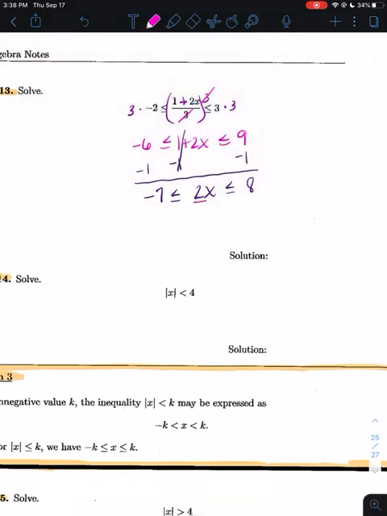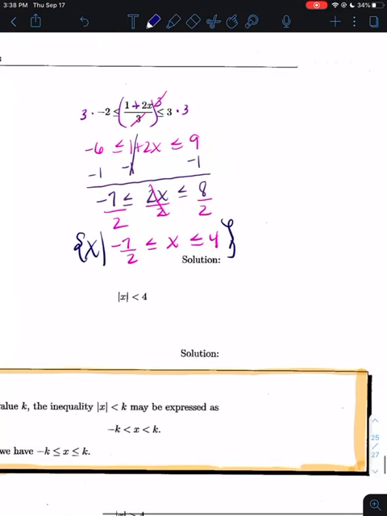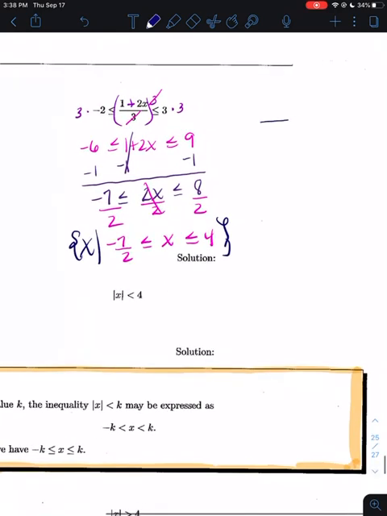To get x by itself, now I need to divide everything by 2. All 3 places. So I get negative 7 over 2, less than or equal to x, less than or equal to 4. Again, this is your set builder notation answer. All right, all you have to do is just type in what you have in pink. Then you come right over here and you graph it.